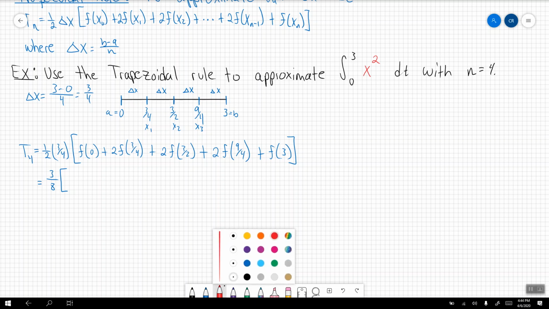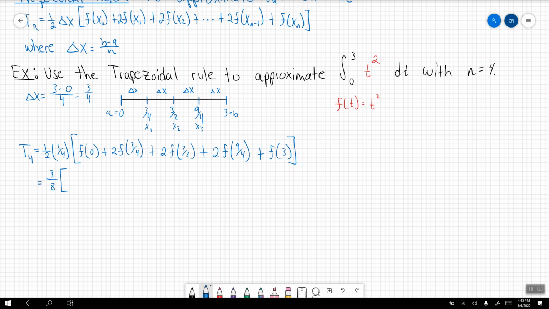So the function that we're working with, f of t is t squared. There we go. So now using this function, I want to insert all of my values here, all of those intervals that I found, or the endpoints for those intervals. So all I'm going to do is input f of 0. Naturally f of 0 here just becomes 0 plus 2 times 3/4. 3/4 here becomes 9/16 plus 2 times 3/2. 3/2 here becomes 9/4 plus 2 times 9/4 in here becomes 81/16 plus f of 3. 3 in the function becomes 9. So we get this.